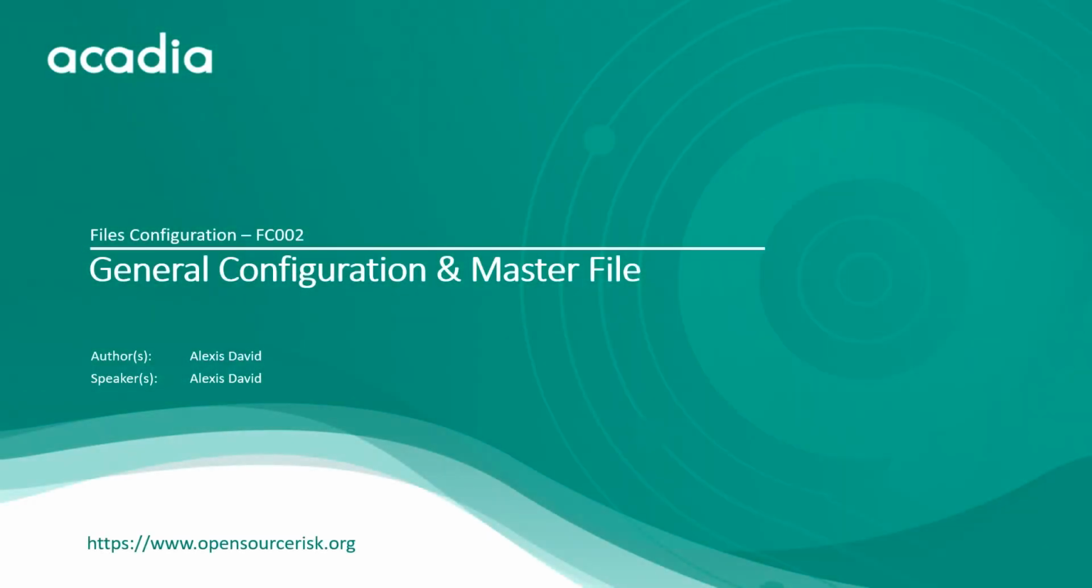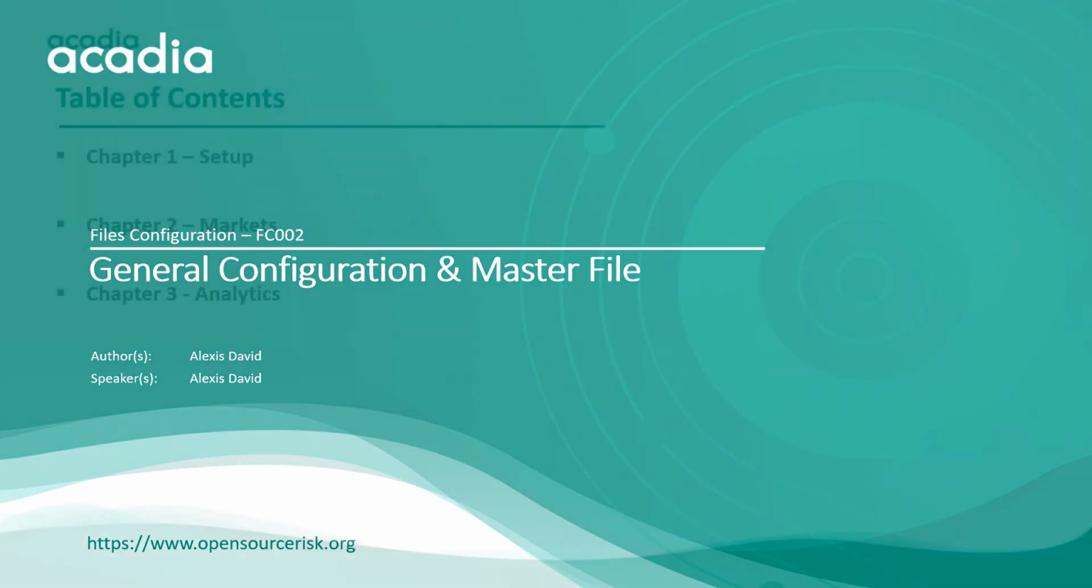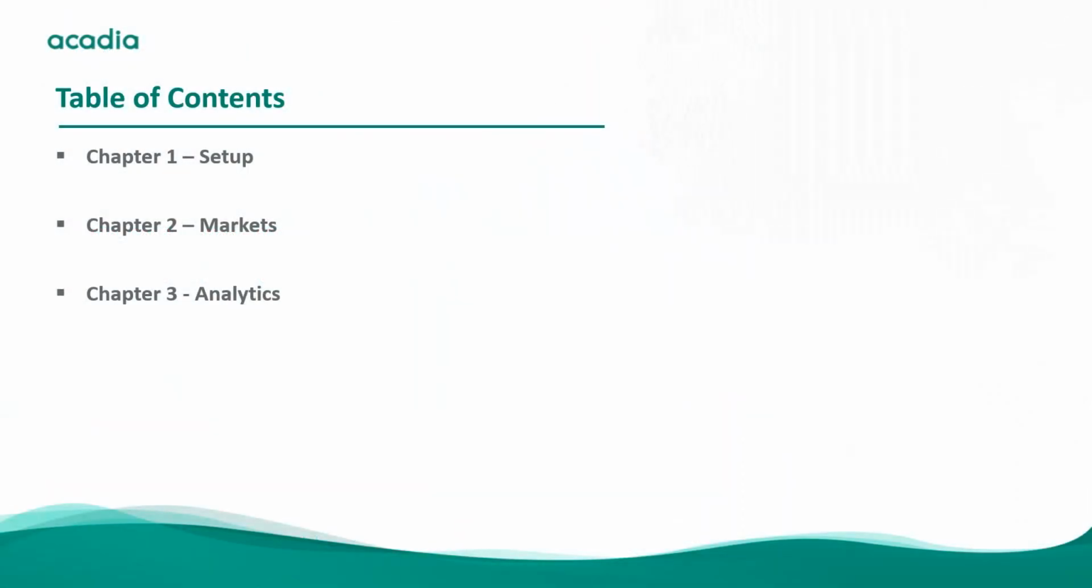Hello everyone, in this video we'll explain the purpose and use of the main configuration file, the master file, which we usually name ore.xml. It is called the master file because it contains general setup information, mainly which input files to take and where to take them from, that's going to be chapter 1, which market configuration to use, if there's more than one, that's chapter 2, and what type of calculation you'd like to perform and where to output them, that's going to be chapter 3.